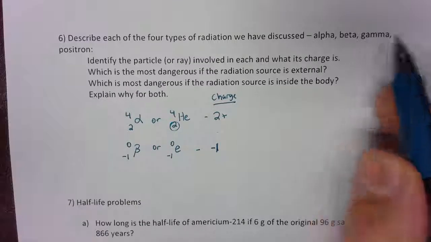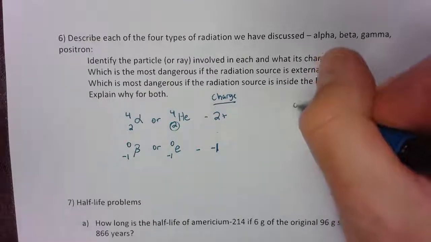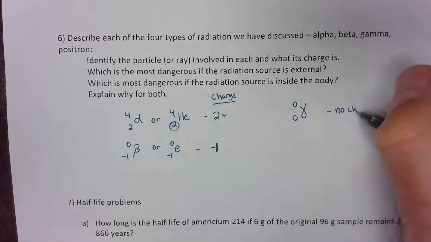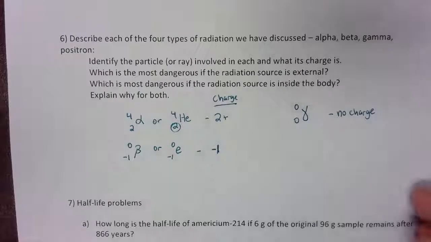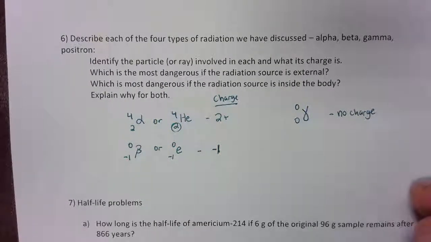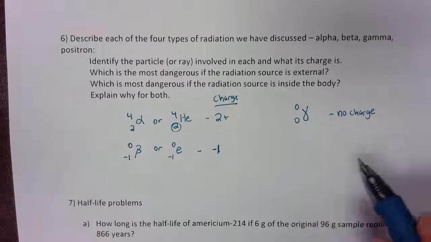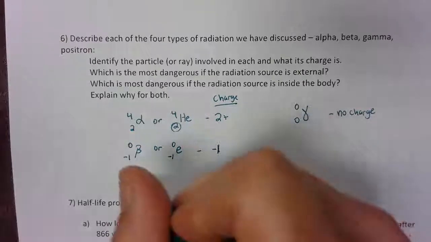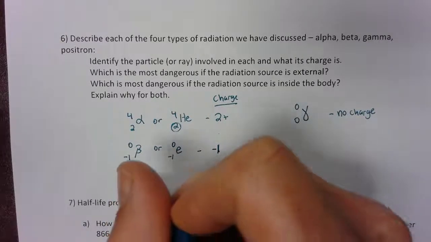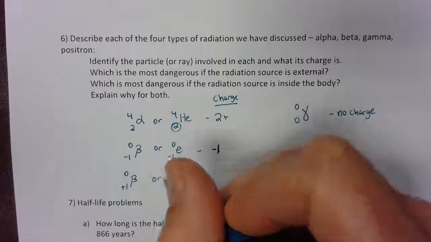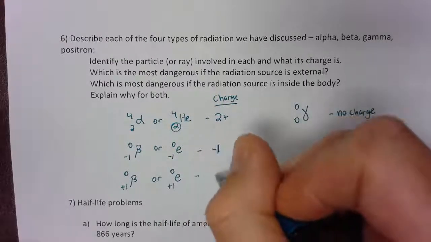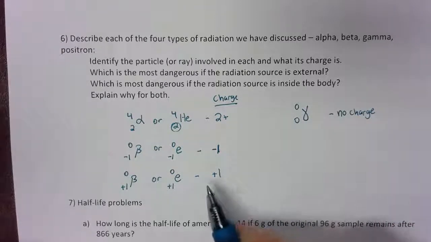For a gamma ray, I'll just draw this over here. Gamma rays have no mass and they have no charge. Gamma rays are part of electromagnetic radiation, part of the electromagnetic spectrum. So they are essentially light rays containing no mass or no charge. And then the final one is a positron. Positron looks very similar to a beta particle, except it has a +1 charge instead of a -1 charge.